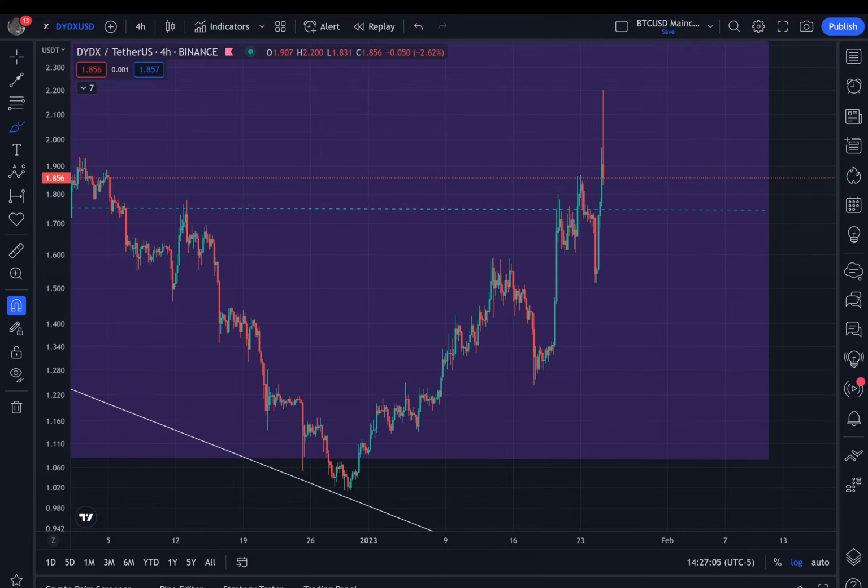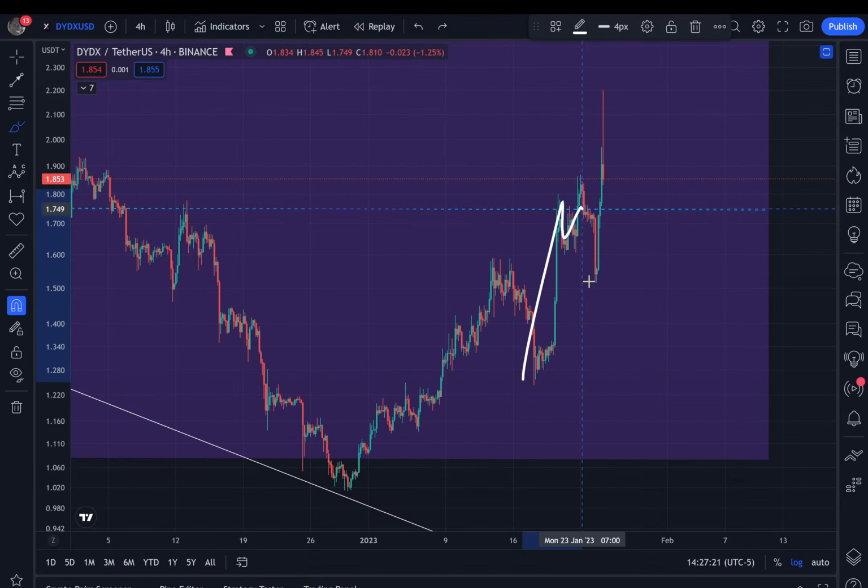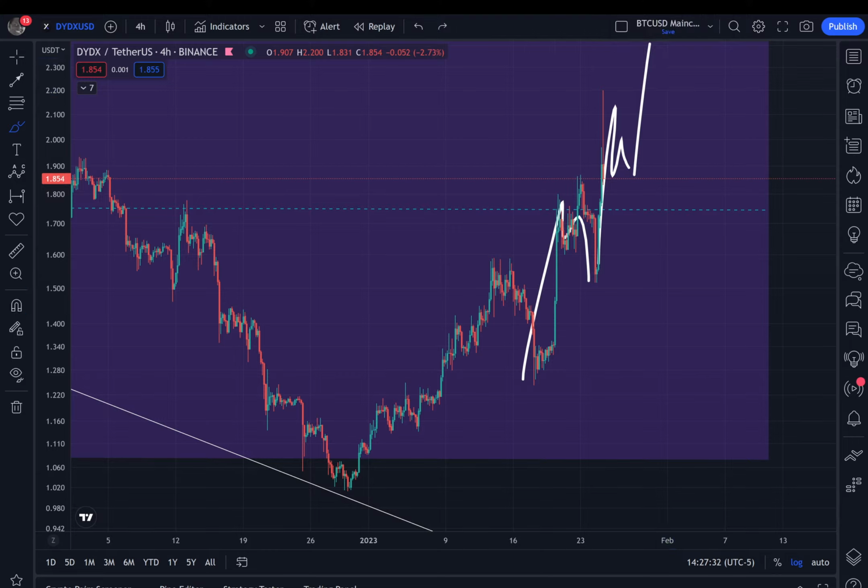DYDX. Okay, what do you see? You came up to this point of resistance, you put in 3 waves down, now you come up and you're putting in another wave 2. That's what you're seeing. You're going to put in wave 1, wave 2, wave 1, wave 2. You're going to keep doing that until the higher time frame trend is satisfied. But that's what you're seeing there.